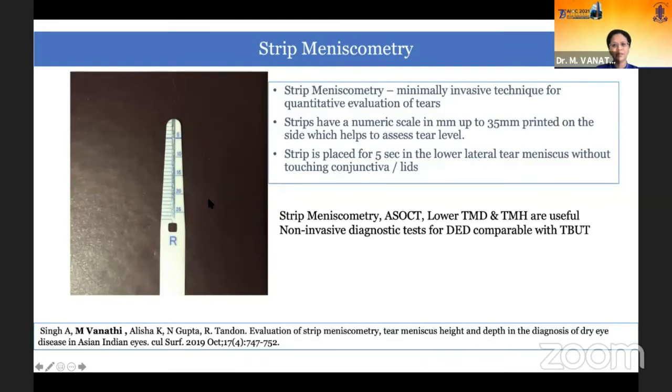Another new non-invasive tool which is also available, a little expensive but easily procured, is the strip meniscometry. It has a central ridge into which the tears get sucked in when you place it at the lower tear meniscus. This strip meniscometry also gives you a wonderful correlation. It's a non-invasive method of measuring the health of the tear meniscus height, and it corroborates well with your anterior segment OCT tear meniscus depth and height measurements. It's an excellent non-invasive diagnostic test which can also be applied for dry eye disease.